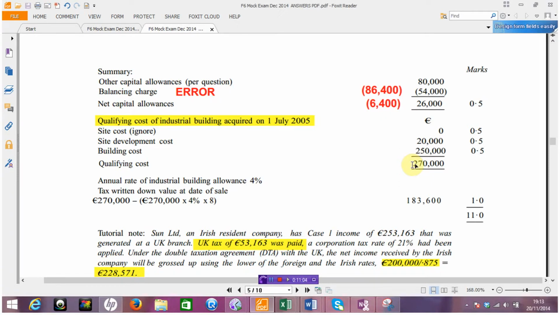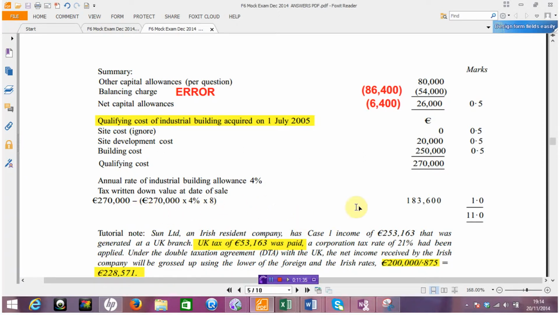Okay. So if that was our starting point, how do we apply the standard sort of industrial buildings rules to a figure of 270? Well, really all that we would have done is taken the rate of 4% and applied it to that amount in year 1, year 2, etc. But the key thing, and I think the mistake that was made within this particular question, or answer indeed, was how many years? And in effect, we have 8. Okay. So really what we're trying to do is find the allowance and indeed find the tax written down value.